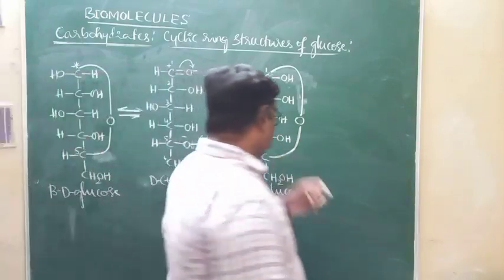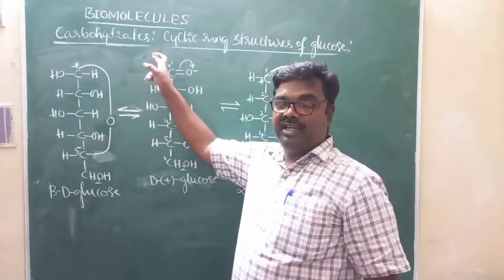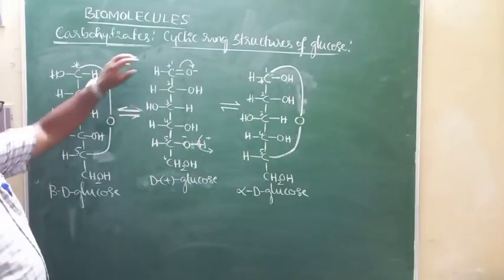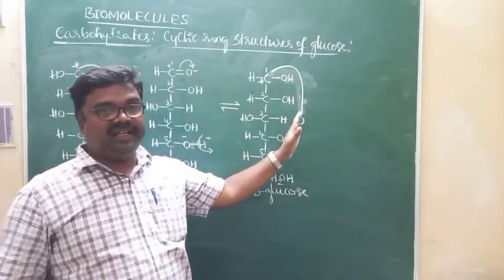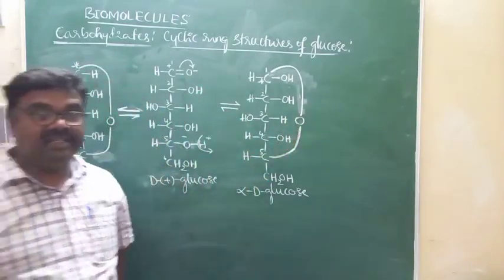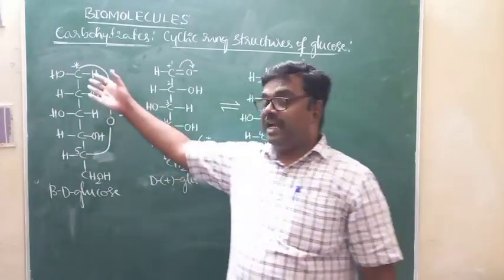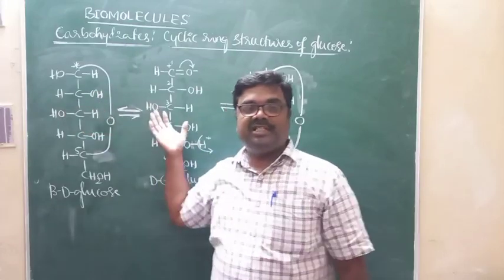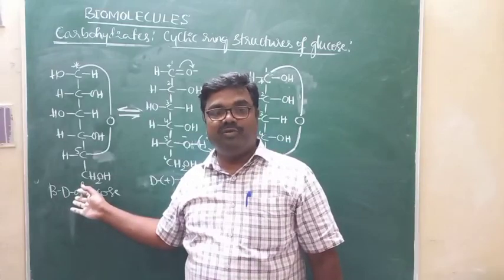Like that, 2 possible cyclic ring structures were assigned to glucose by Fischer. I can make use of these 2 cyclic ring structures to explain the drawbacks of the open chain structure. Just observe, in the cyclic ring structure you don't find any aldehyde group. In the open chain structure the aldehyde group is there, but in the cyclic ring structure no aldehyde group is present.